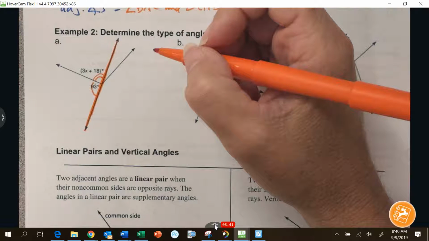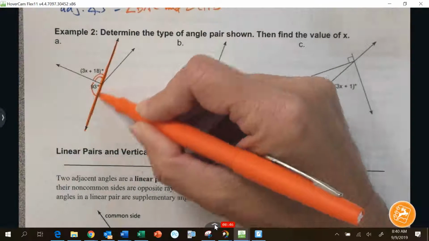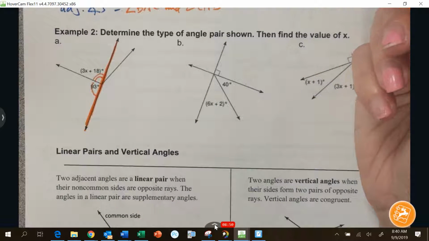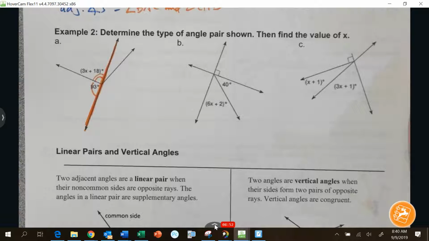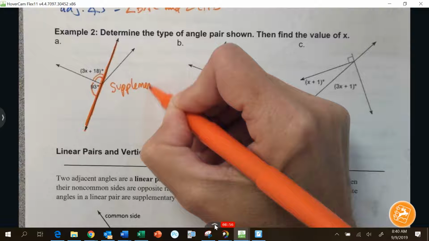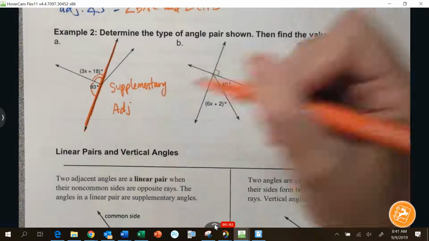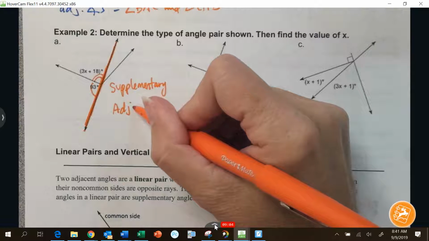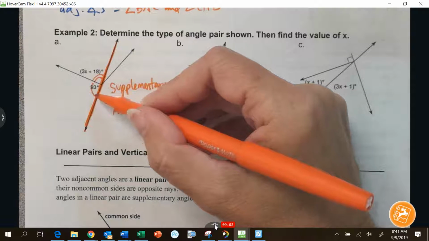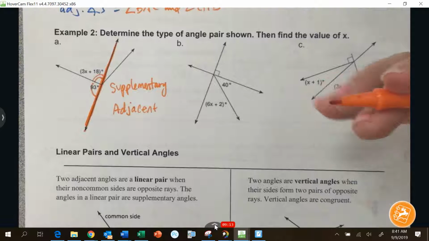Alex, you're going to help me though, right? Do you know what degrees this line is? 180. So if I have this angle next to this angle, what kind of angles are they? They're supplementary, right? Are they also adjacent? They are also adjacent, because they are not overlapping their insides. They're sharing a common vertex and a common side. So they're also adjacent. There's two answers for that.